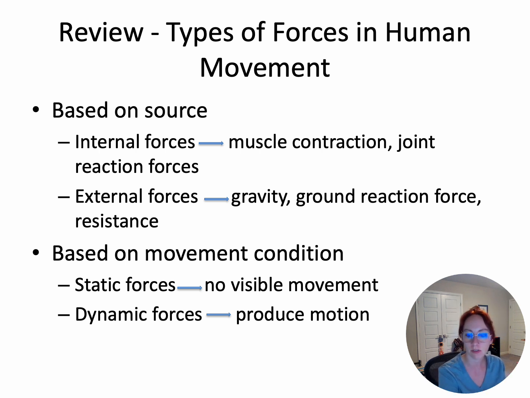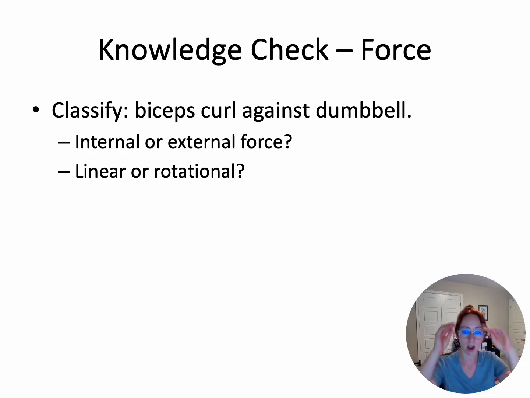So those are the two reviews there, and now we're going to go into our knowledge check. In regards to force, when you are curling a dumbbell for a bicep curl, is this an internal or external force? Or a mixture. You have the external force of the dumbbell, the external force of gravity, but then also the internal forces of the muscles having to produce that contraction to produce that movement. Is this linear or rotational? So is it producing a straight line, or is there a rotation around a joint axis?